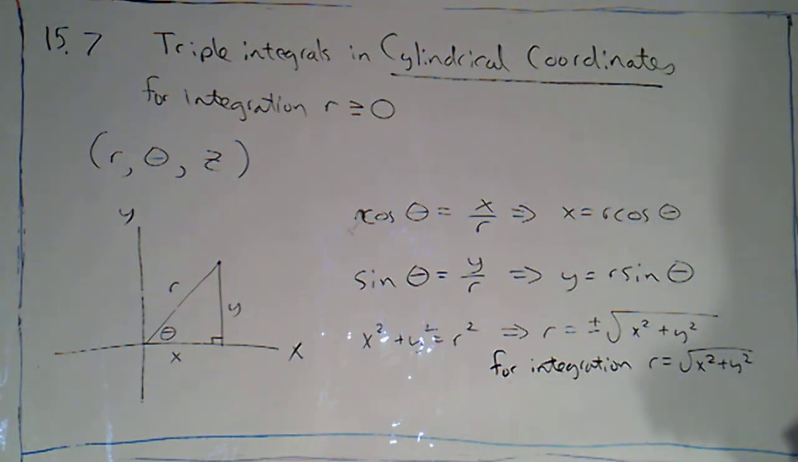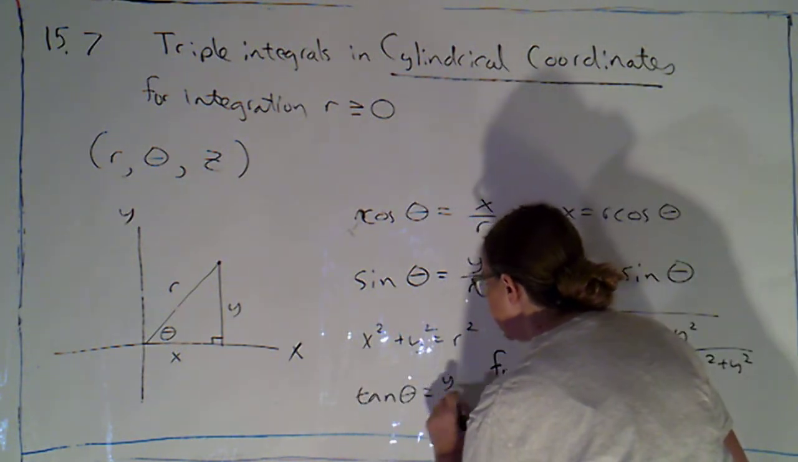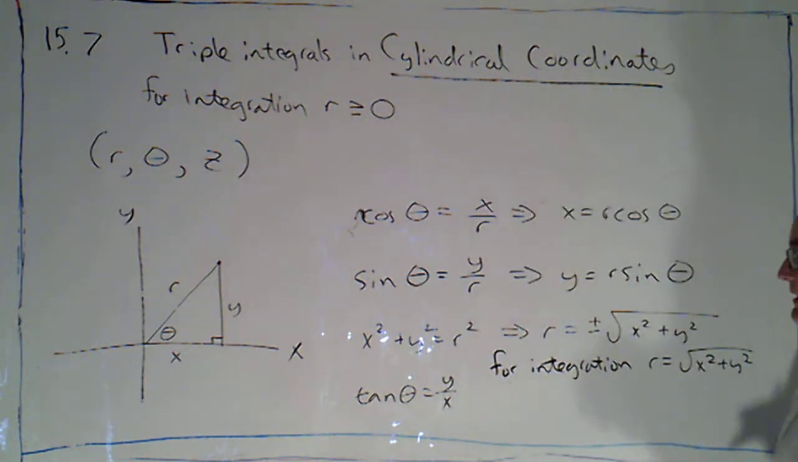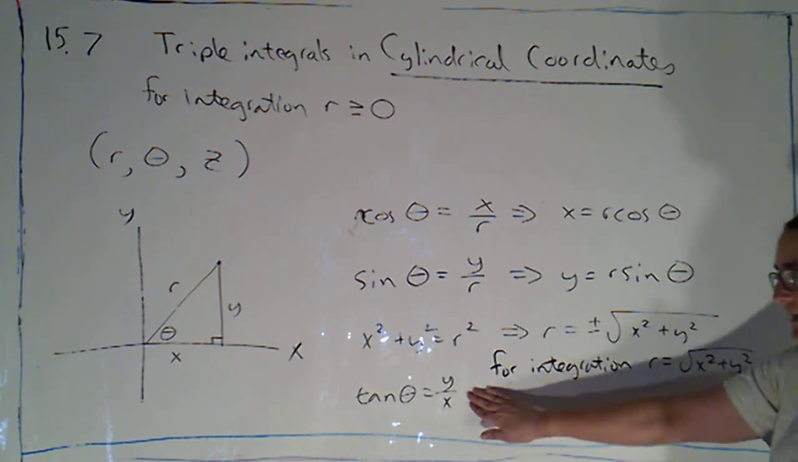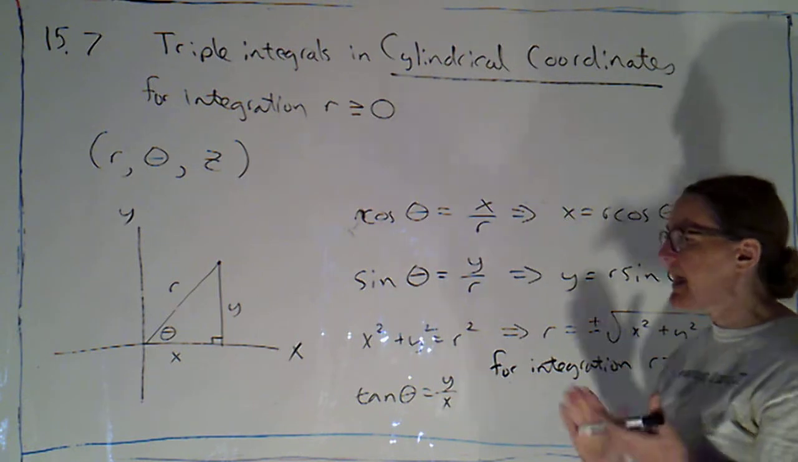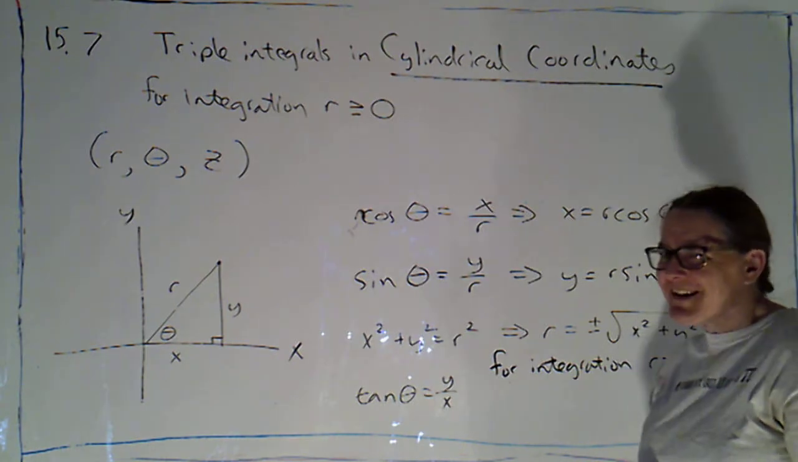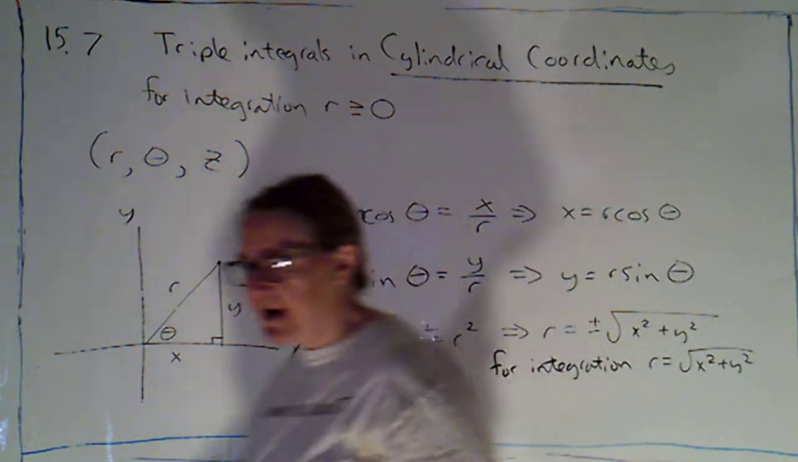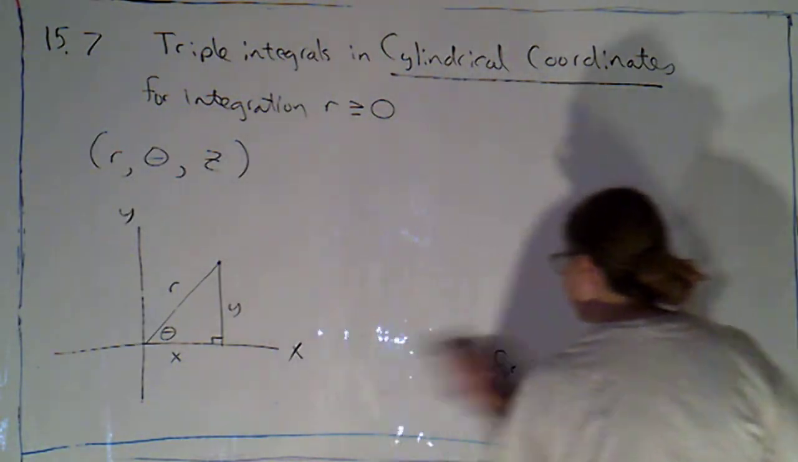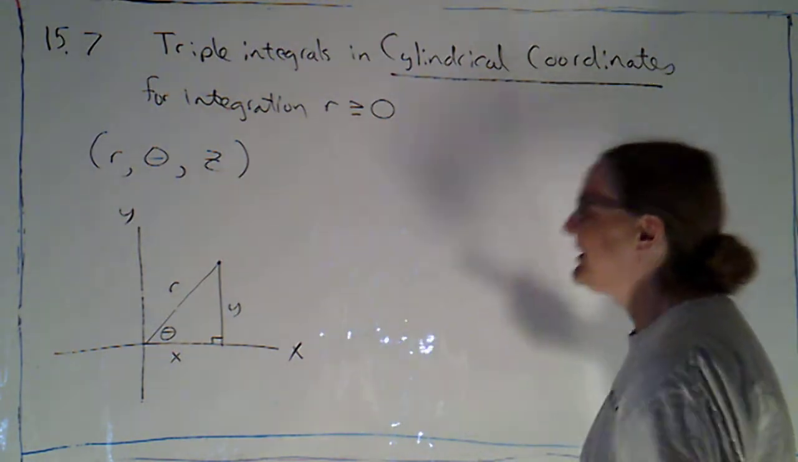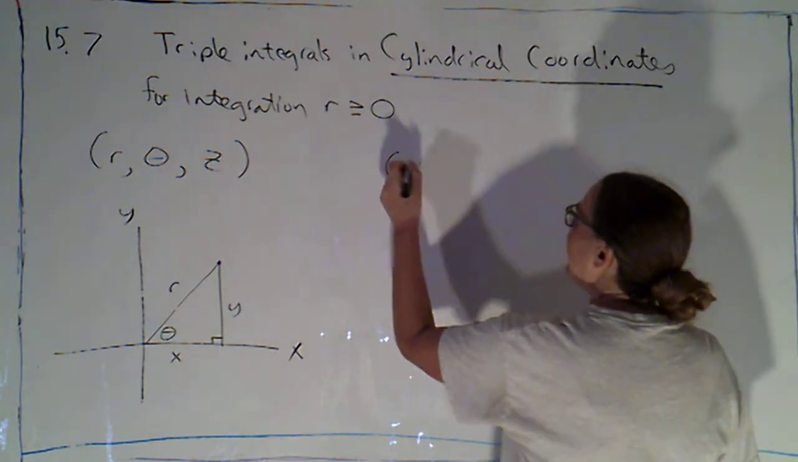Now, if I look at theta, tangent of theta is going to equal y over x. Now, that's not enough information by itself for me to solve for theta. I can't just take inverse tangent, because that would give me always an angle between negative pi over 2 and positive pi over 2, and theta doesn't have those restrictions. So let's just practice converting a point from rectangular coordinates in 3 space to cylindrical coordinates in 3 space, just to review how that works.